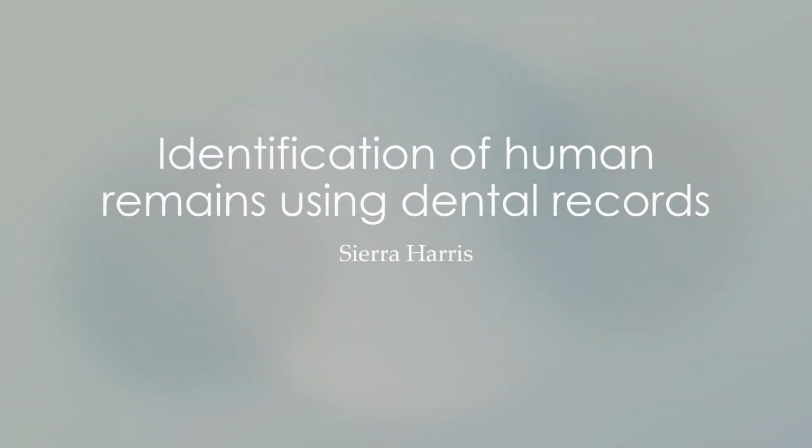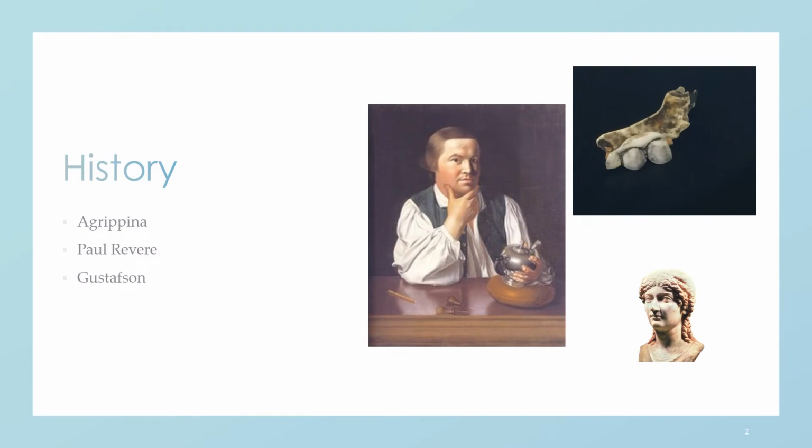The identification of human remains using dental records. One of the earliest known examples of forensic dentistry involved Agrippina. In 49 AD, Agrippina ordered the death of her rival and demanded to see her head as proof of her death, but she wasn't sure that her rival was actually dead until she noticed the distinctive discolored front teeth.